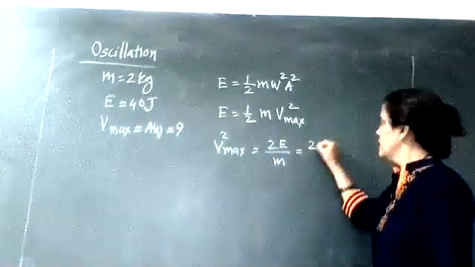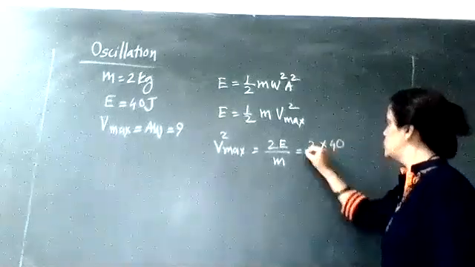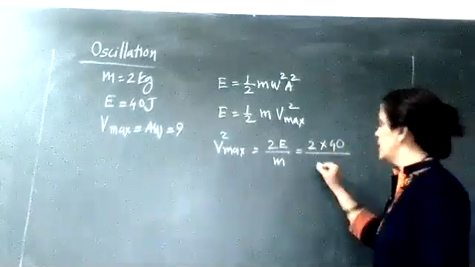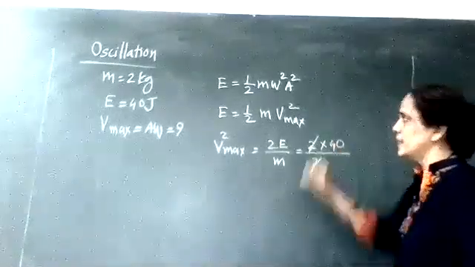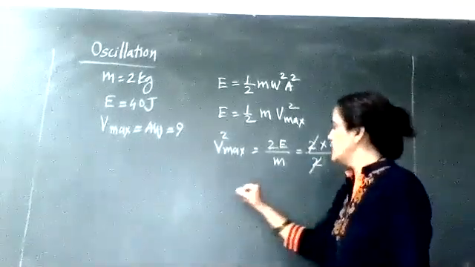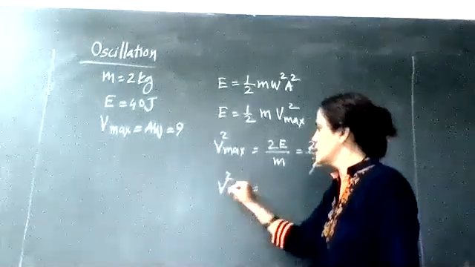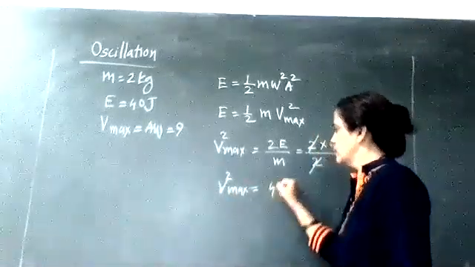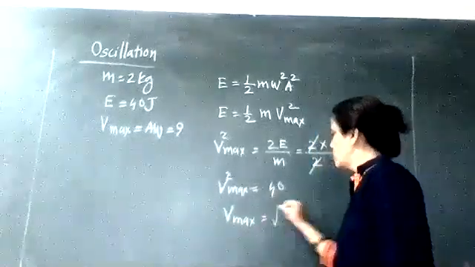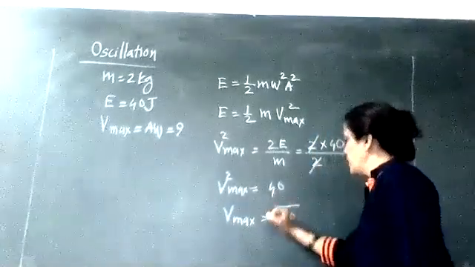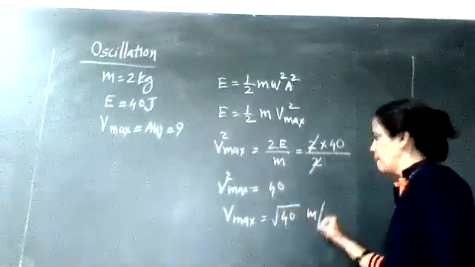Here you are given the energy as 40 joule and mass is given as 2 kg. So this 2 factor will get cancelled. So what will I get? V max square is equal to 40. Means your V max is nothing but square root of 40 meter per second.